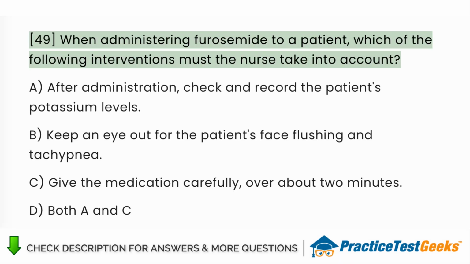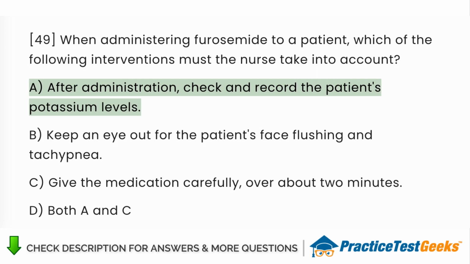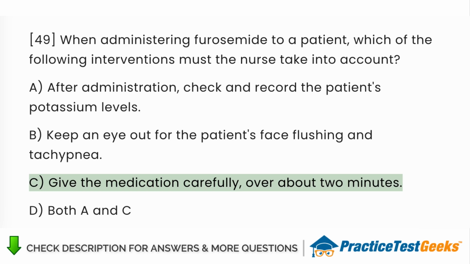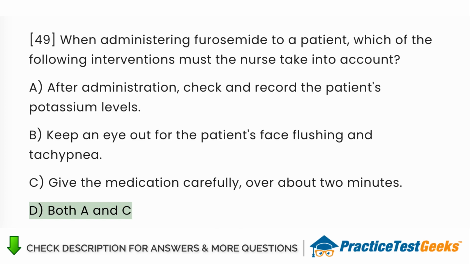When administering furosemide to a patient, which of the following interventions must the nurse take into account? A. After administration, check and record the patient's potassium levels. B. Keep an eye out for the patient's face flushing and tachypnea. C. Give the medication carefully, over about 2 minutes. D. Both A and C.